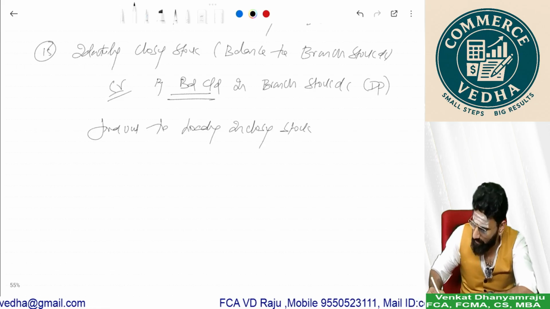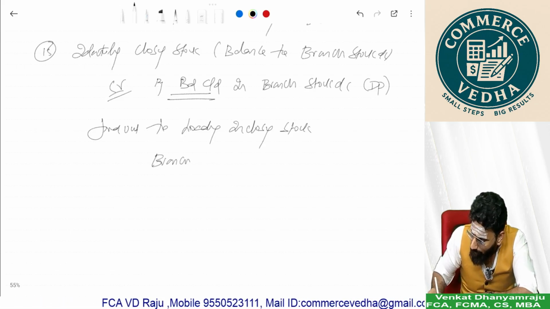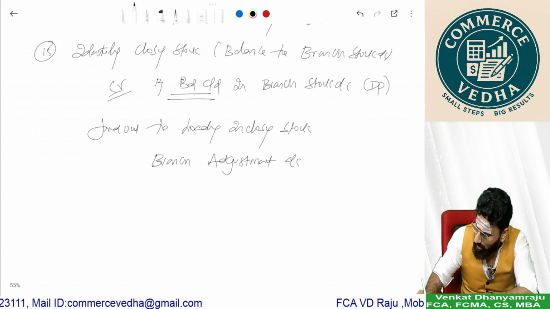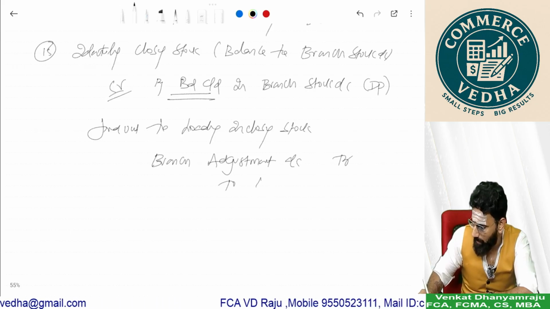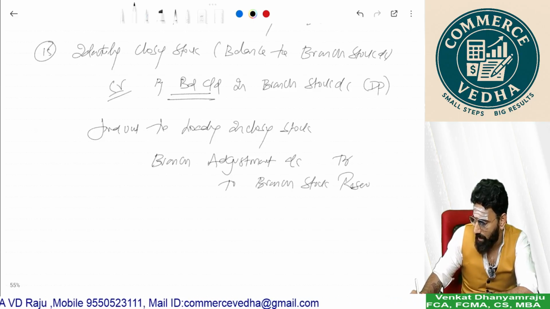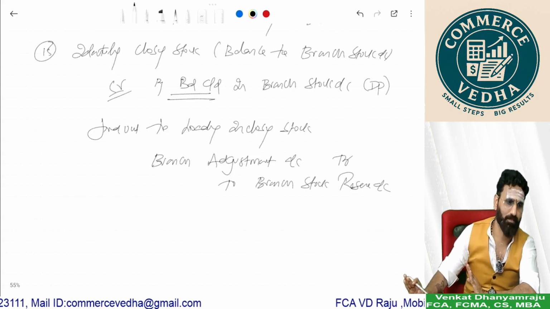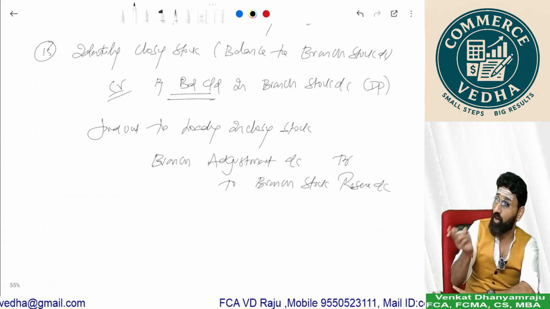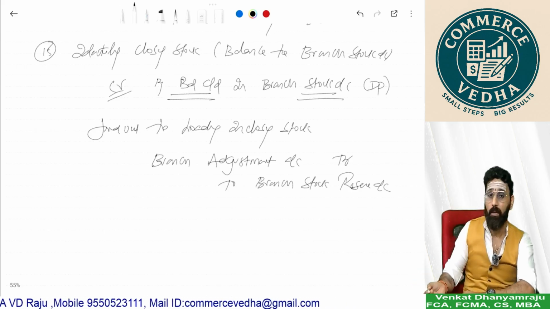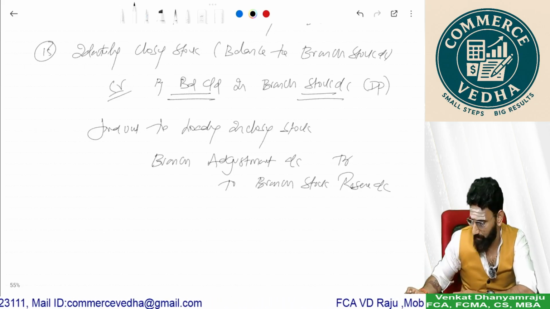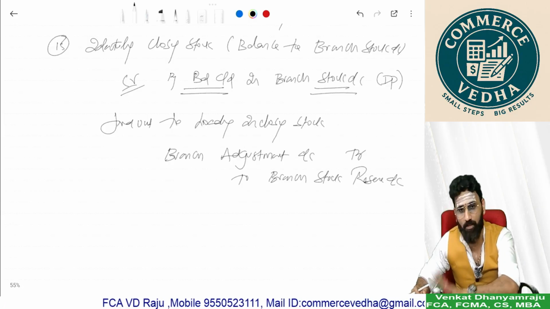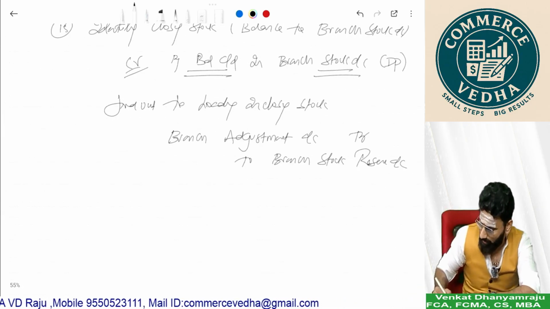Opening, closing it is branch adjustment account debit to branch stock reserve. Again, stock reserve account comes with a closing balance. So opening, what we did, stock reserve to adjustment. Closing stock reserve is only on closing stock. It is branch adjustment to branch stock reserve. So this is what we identified, branch adjustment to branch stock reserve. Clear? Now 16th one.